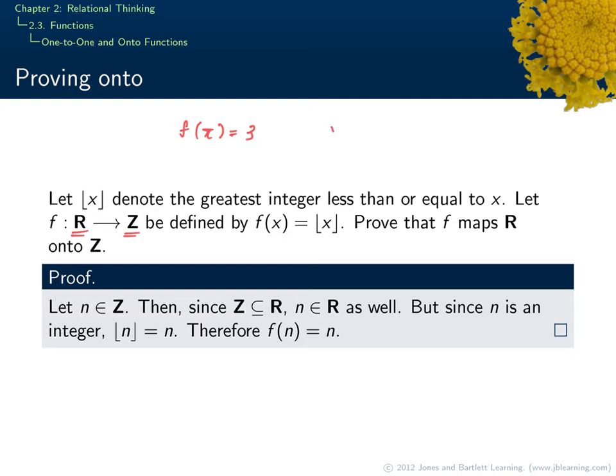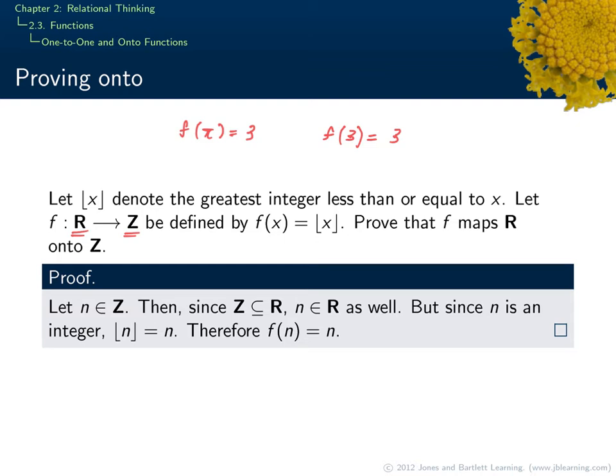Let's do a few more. What about f of 3 itself? The largest integer that is less than or equal to 3 is 3 itself. Okay, so that's the idea of this function. We're going to prove that this function is an onto function from R onto the integers Z.